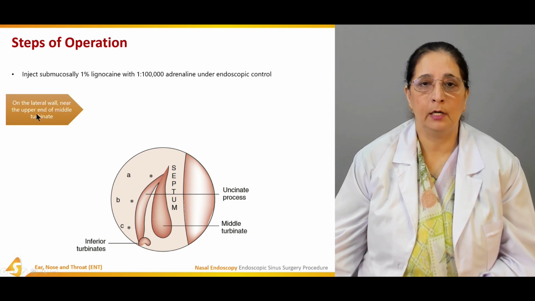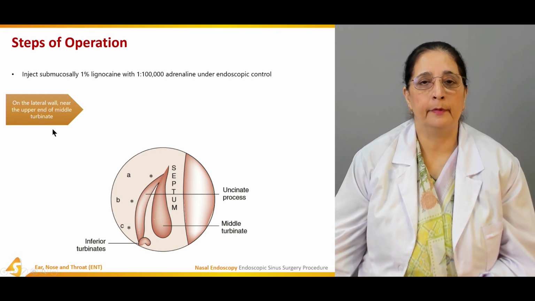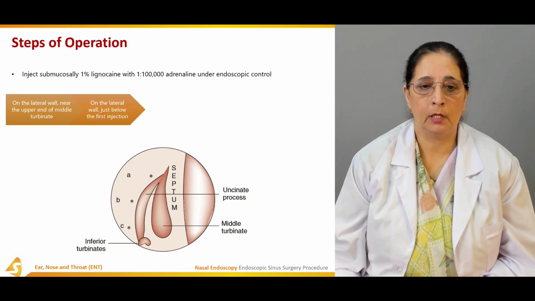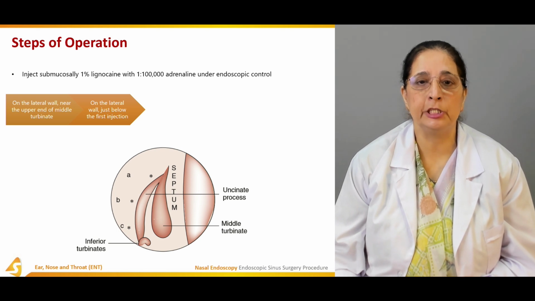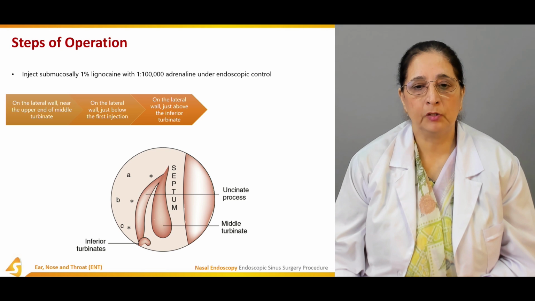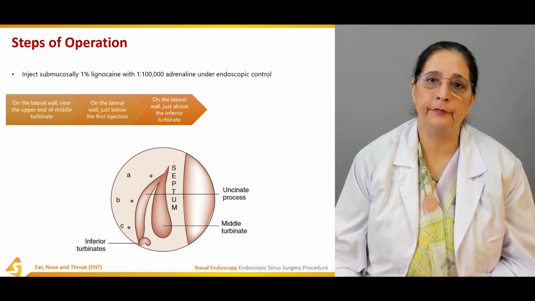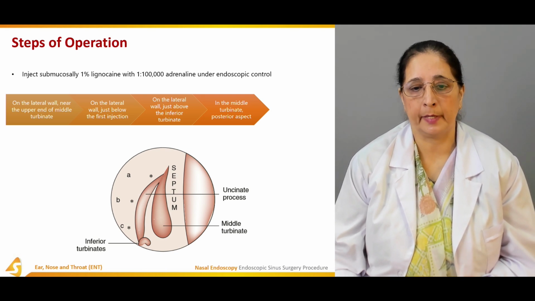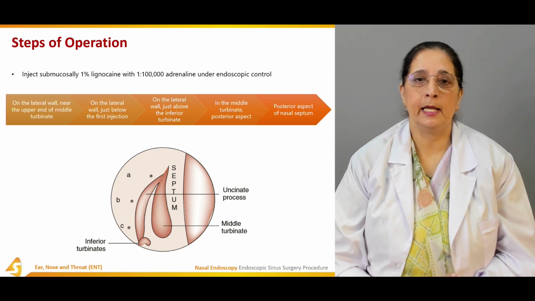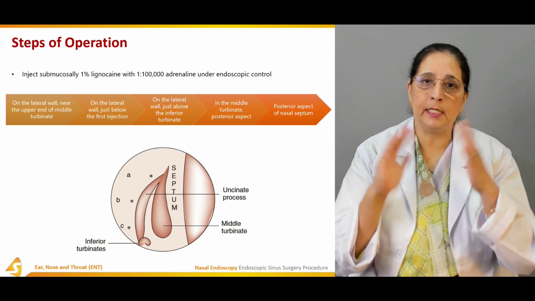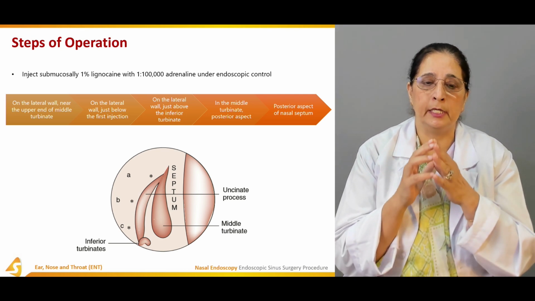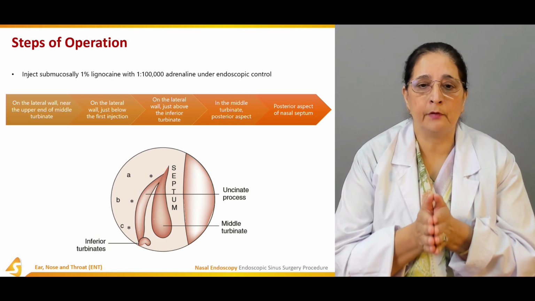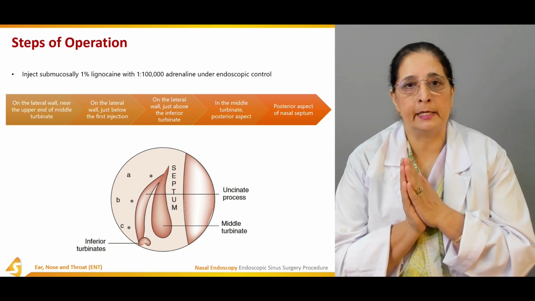On the lateral wall near the upper end of middle turbinate. On the lateral wall just below the first injection. On the lateral wall just above the inferior turbinate. In the middle turbinate posterior aspect and posterior aspect of nasal septum. So all these are the sites where submucosal injection is given in the ratio of 1:100,000 of lignocaine and adrenaline.